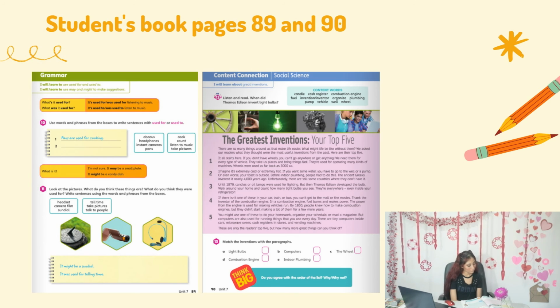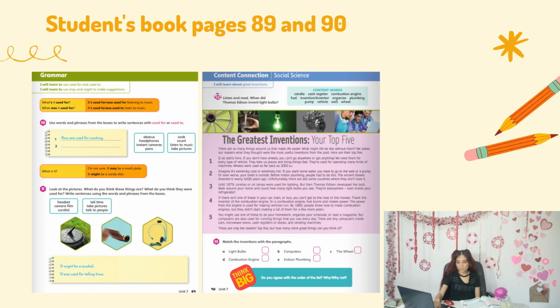4. If there isn't one of these in your car, train, or bus, you can't go to the mall or the movies. Thank the inventor of the combustion engine. In a combustion engine, fuel burns and makes power. The power from the engine is used for making vehicles run. By 1860, people knew how to make combustion, but they didn't start making a lot of them for a few more years.